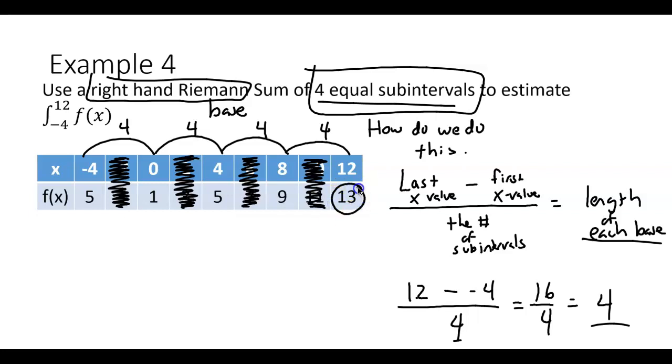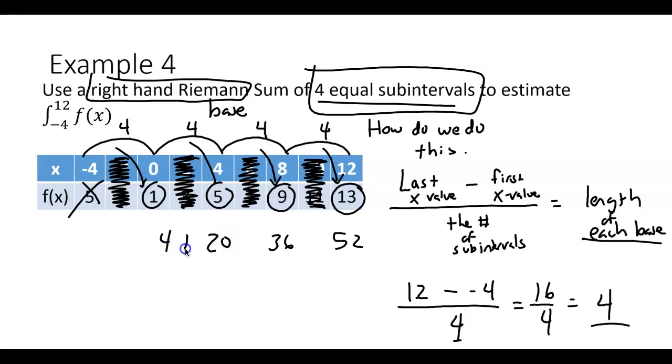So here's my first height, here's my next height, the next height, the next height, and we always leave off the last height. So it's 4 times 13 is 52. 4 times 9 is 36. 5 times 4 is 20. And then 4 times 1 is 4.